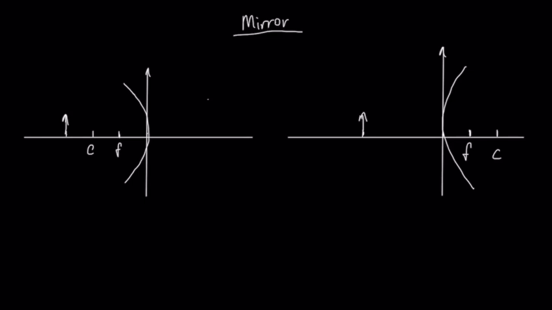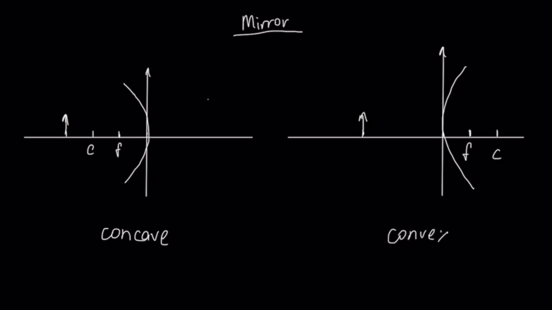Okay, hello guys. Today we'll be talking about convex and concave. Firstly, we will be looking at the mirrors. A concave mirror will have a spherical shape inwards, and convex will have a spherical shape going outwards.